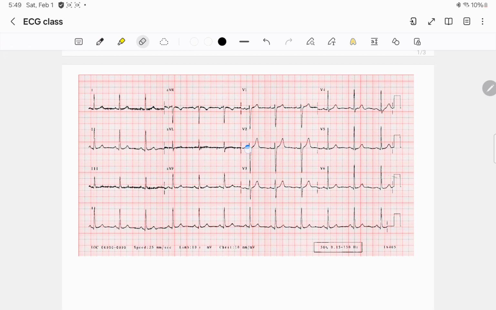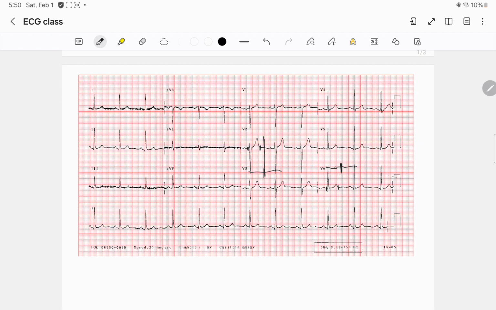Essentially, the trick is, if the QT, which is here, is less than half the RR interval, then the QT is not prolonged. We can see just by looking at this, the QT looks like at least a little bit less than half the RR interval. So this QT is going to be normal for sure. You're just estimating.